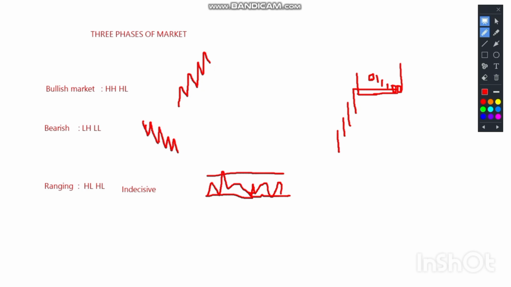Now we have a minor pullback. This minor pullback, I look for it on the daily time frame. Now let's assume that I'm also going to use an uptrend scenario to explain it. So we have a weekly that is in an uptrend, and then the daily is also in an uptrend. Sorry guys, let me do this again.